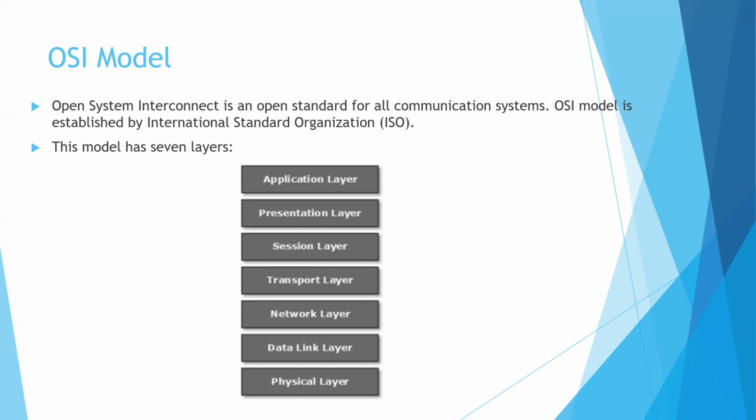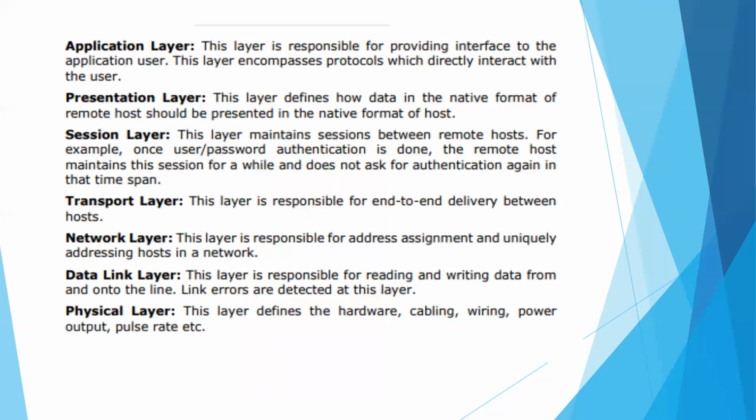The 7 layers of OSI include the application layer, presentation, session, transport, network, data link, and physical layers. Let's discuss these layers in broad terms. The application layer is responsible for providing an interface to the application user. This layer encompasses protocols which directly interact with the user.